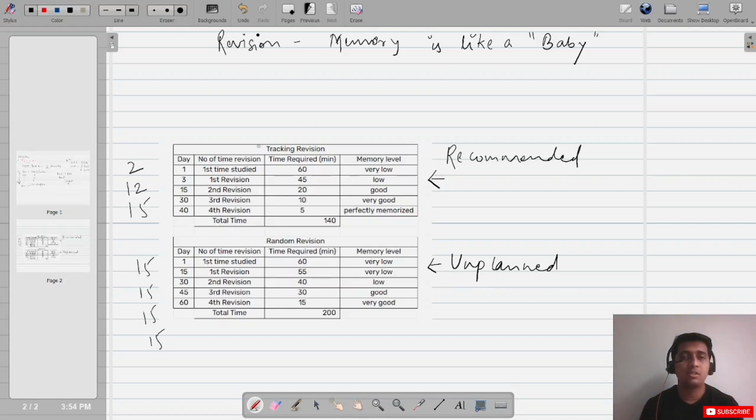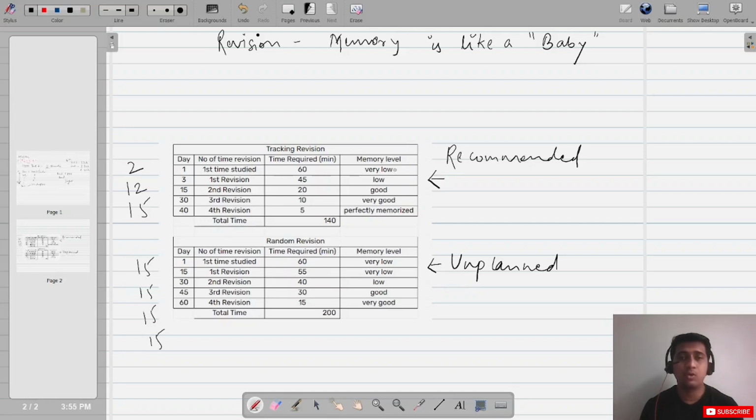Same way, if you see in the tracked revision, after first study we are again sitting to revise it just after 2 days, then we are sitting to do a revision after 12 days, then 15. So initially there is more effort, like you have to sit in 2 days, 12 days, then after 15 days.